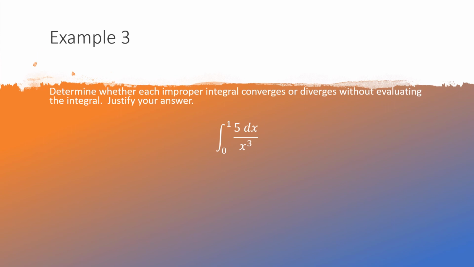So in example 3, it says determine whether the integral converges or diverges without actually evaluating the integral. And so immediately I notice that this is in the form of my p integral because it's just some number over x to a power. And so here I notice that p equals 3. And I also notice that the integral is going from 0 to some number a. So since p is greater than or equal to 1, I know that my integral is going to diverge by my cases on the previous slide.